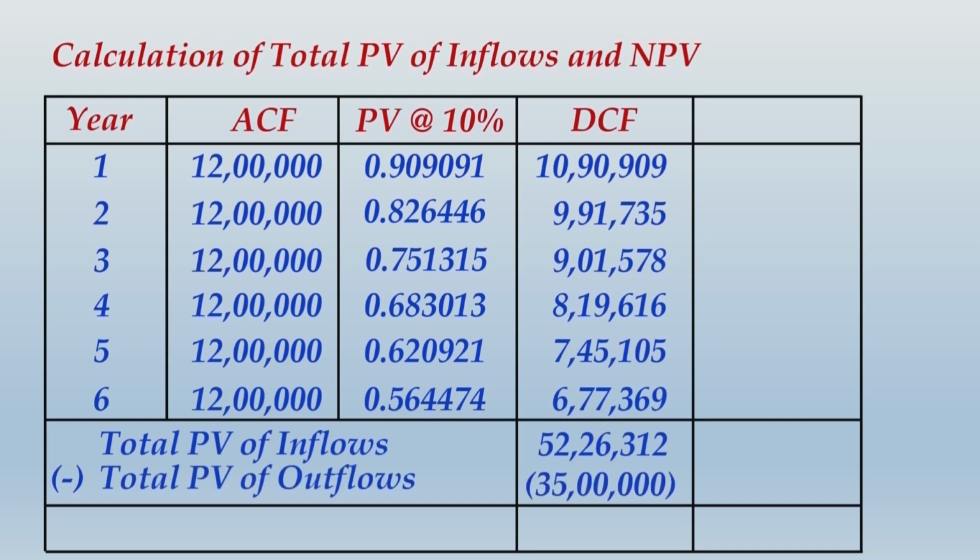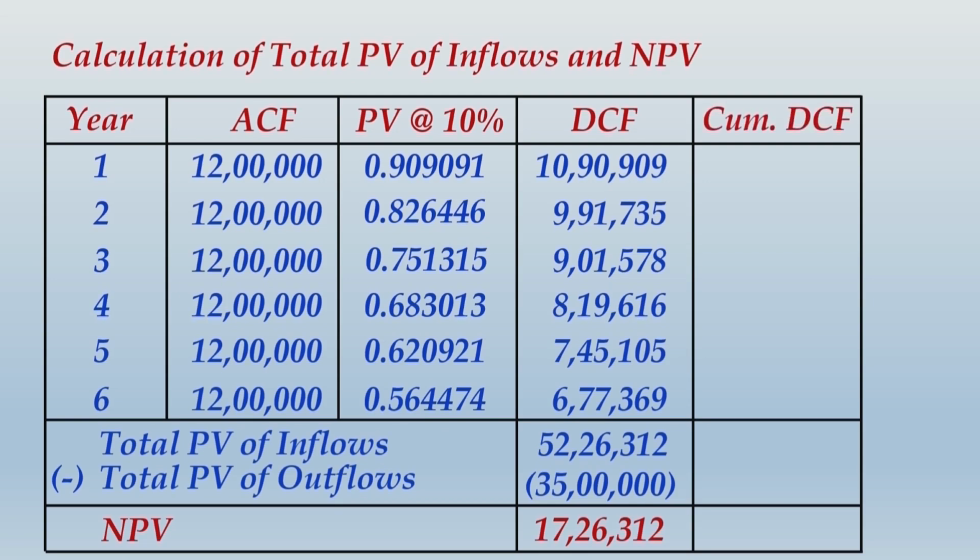So total PV of inflows minus total PV of outflows will give you NPV as 17,26,312. If your calculation has a difference of 1 or 2 rupees here and there, that is all acceptable. So somebody would have got 17,26,313. So don't have to worry about that. That 1 or 2 rupees of difference in your final total is always acceptable.